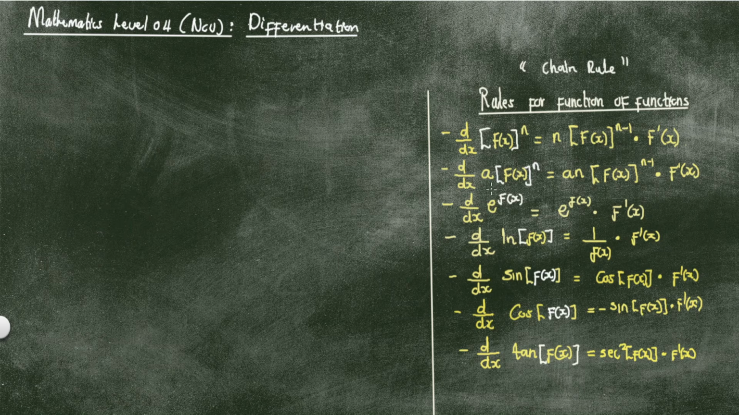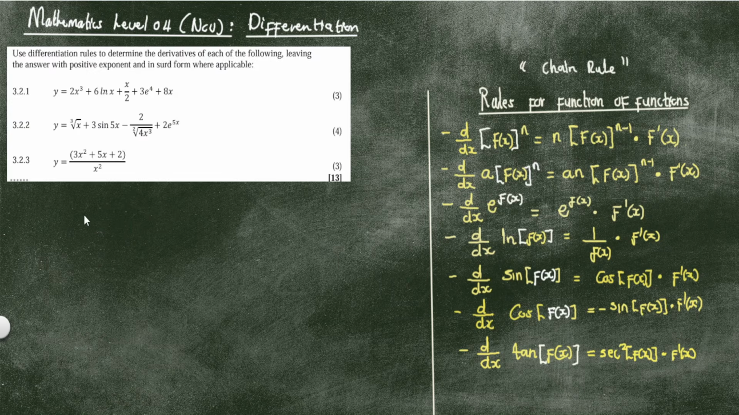Here's a typical question from a question paper. Now, before we answer this question, let me say the following. Before you differentiate, make sure you simplify first through BODMAS. We know that the B stands for brackets.